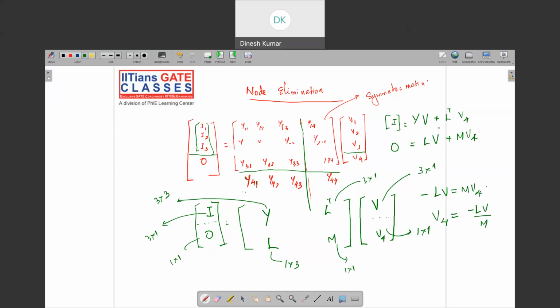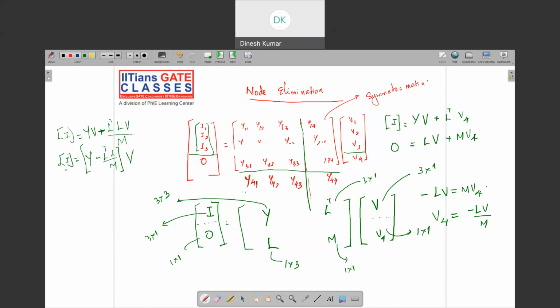Right. Now we will substitute it here. So we can write the matrix I will be equal to Y times V plus L, minus, sorry, because the minus will be coming from here. So minus L transpose L V by M. Right. So that means matrix I will be equal to Y minus L transpose L by M divided into V. Okay.